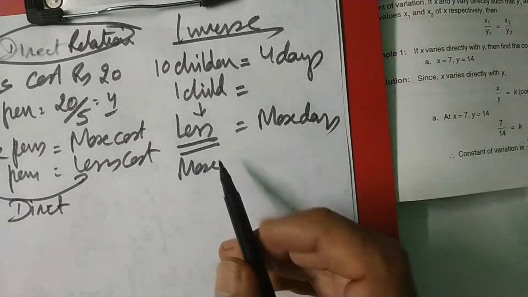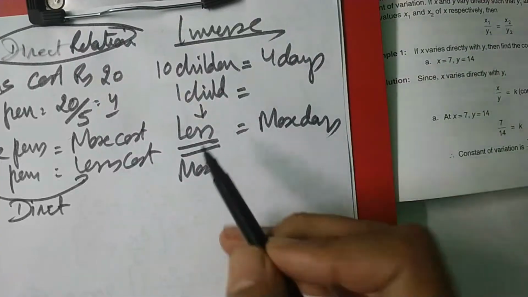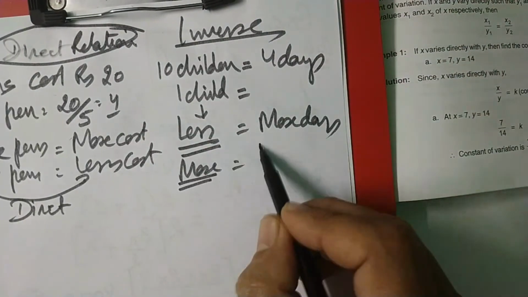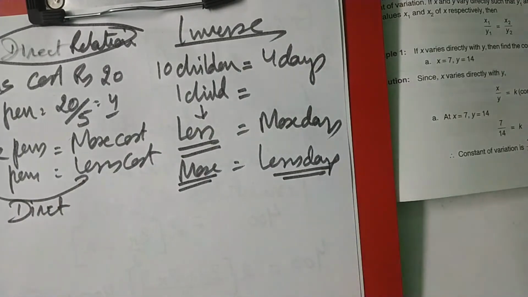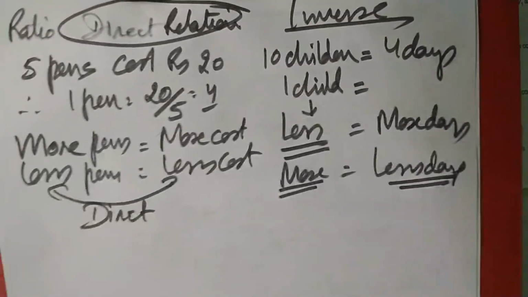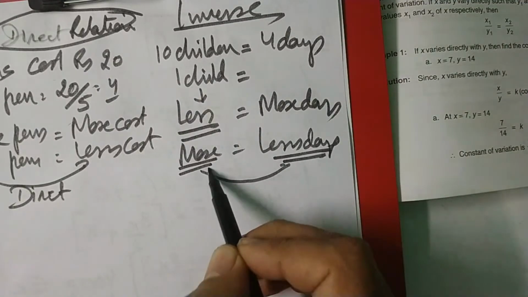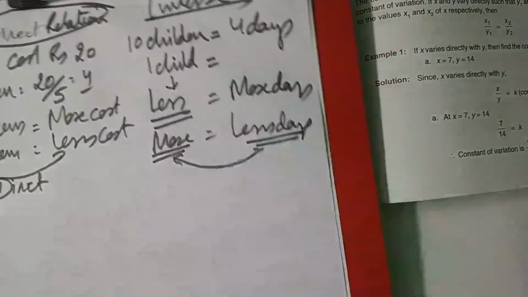So why does this happen? Because this is an example of inverse proportion. Inverse proportion is when more people do the work, they will do it in fewer days. This is a very common example of inverse proportion. So direct and inverse: inverse means when one thing becomes more, the other quantity becomes less.